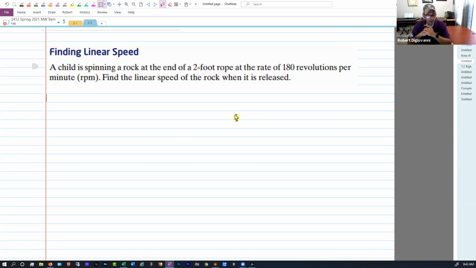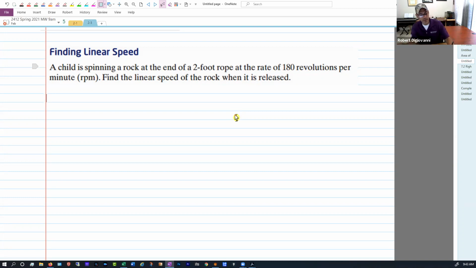So the question is, find the linear speed of the rock when it is released. So this kid's sitting there spinning a rock on a rope. I don't know why they're doing that, but they are. And then they're going to let it go. And the question is, how fast is that thing going to be coming out, right?